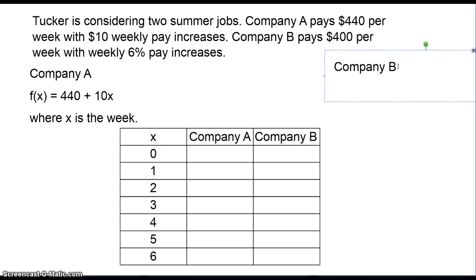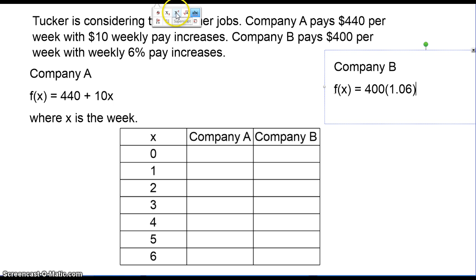Alright, Company B, we're going to have a little bit trickier time coming up with a function. It's going to be f of x equals, this is our exponential function, so we start with our 400, like we did before, but this time we multiply it by 1.06, our 6% increase, but it depends on the week. We want to be able to find the 6th week without having to know what the 5th week was, so we say to the x, where x is the week.